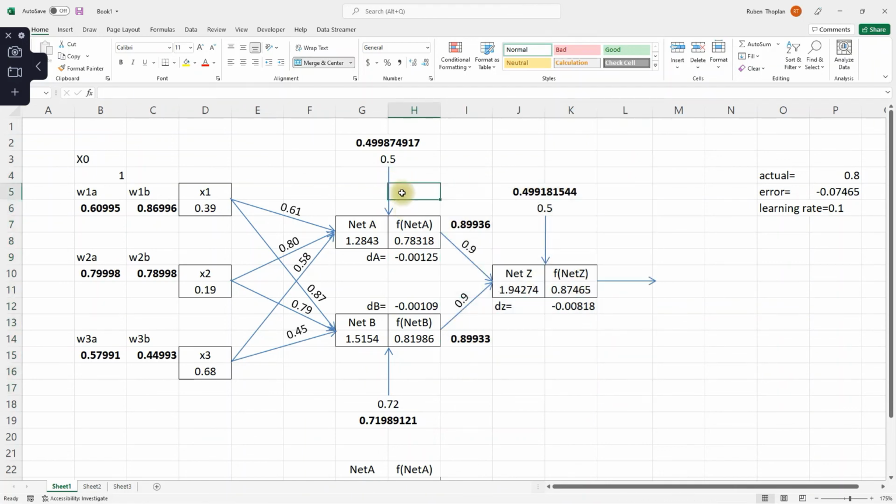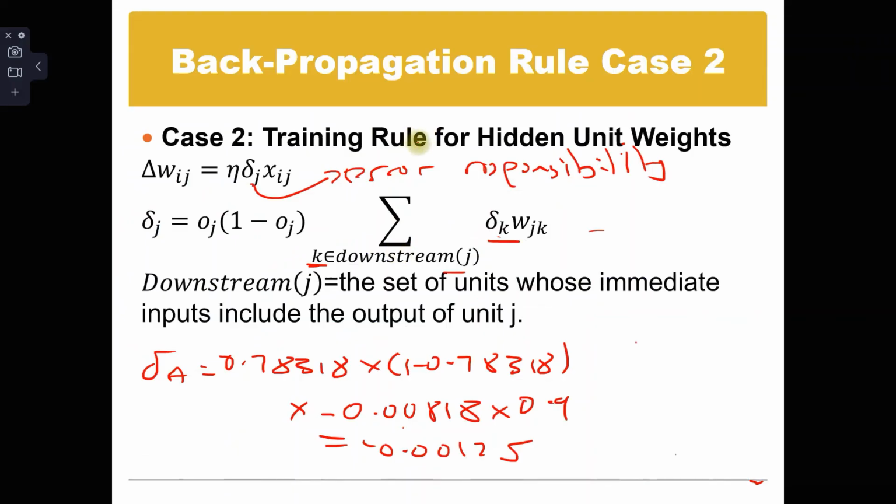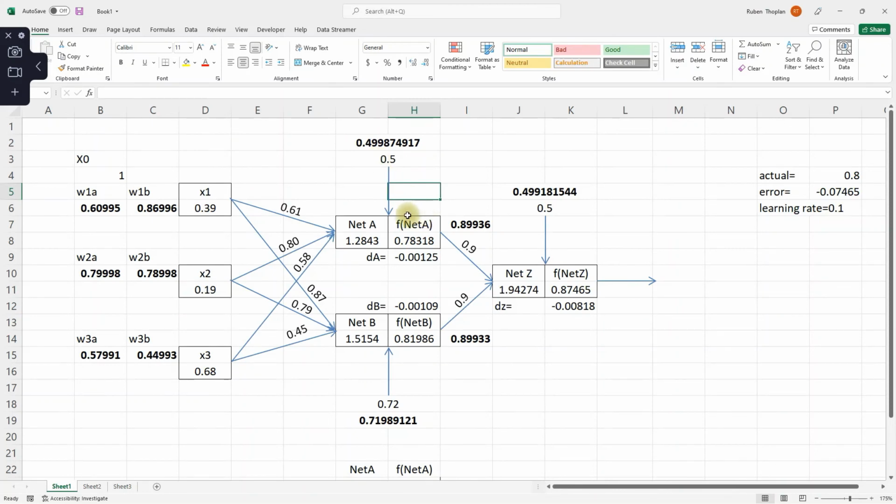So what do you do for this one now? The principle is the same. When you have obtained delta A, you just need to multiply by eta times the input. So what does it mean? What is eta for us? It's always 0.1.